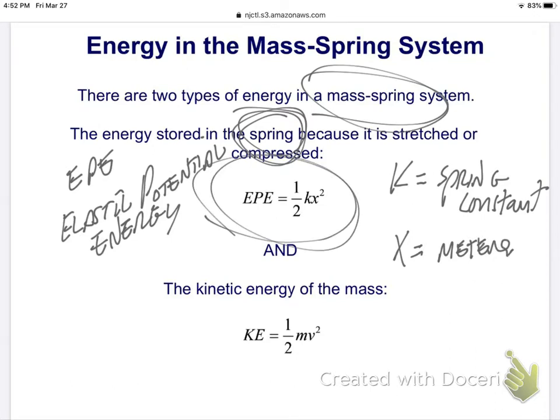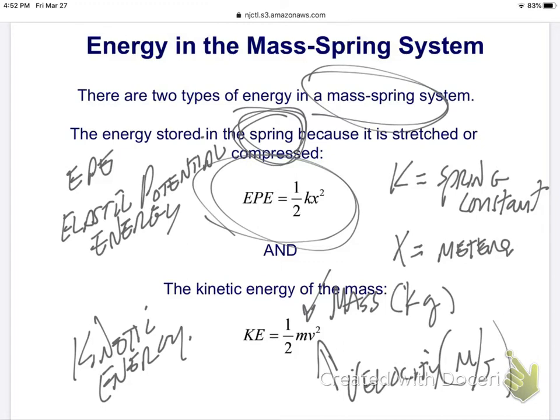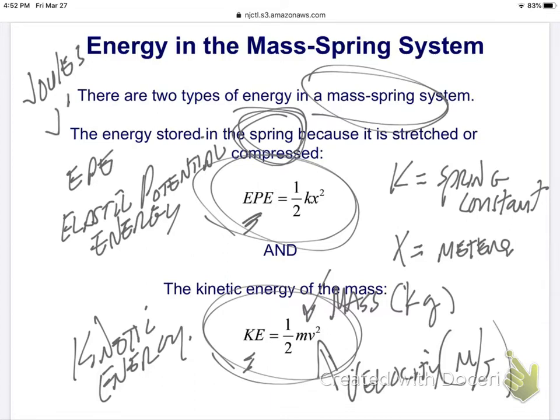The second type of energy: since this mass is going back and forth, it's moving, so it also has KE, or kinetic energy. I'm sure you all know what kinetic energy is all about. It's energy of motion, and that equals 1/2 mv squared. m is your mass, always measured in kilograms, and v is your velocity, always measured in meters per second. KE equals 1/2 mv squared. Remember, both EPE and KE are types of energy, and their units are joules, or just capital J.